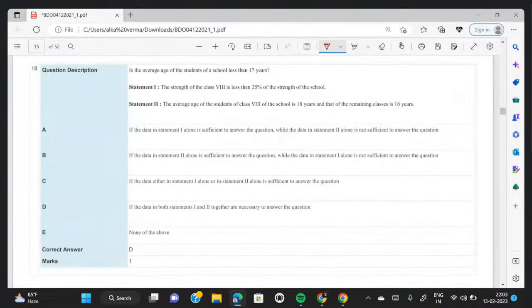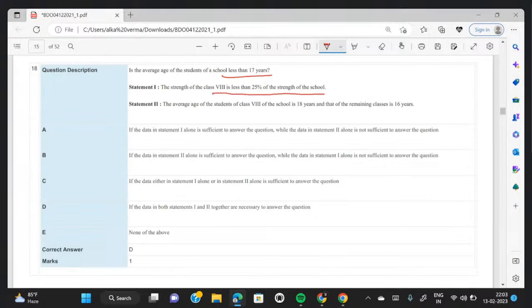Now, question number 18 is an average question. Is the average age of a school less than 17? Now, this is the question. Average age is less than 17. Now, statement 1: strength of class 8 is less than 25% of the strength of the school. Means in class 8, the students are less than 25%.